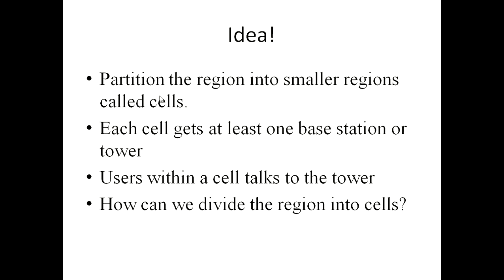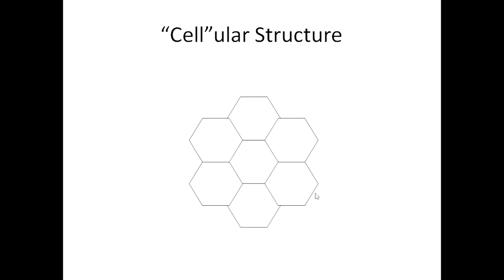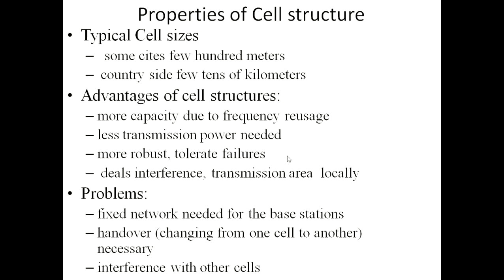How can we achieve all these benefits? By partitioning the region into smaller regions called cells, where each cell gets at least one base station with a sufficient number of RF channels, and the user within the cell talks to the tower. How can we divide the geographic area into cells? There are many shapes to divide the geographic area into cells, but the hexagonal shape is mostly used.